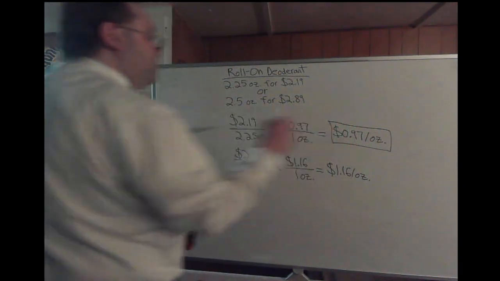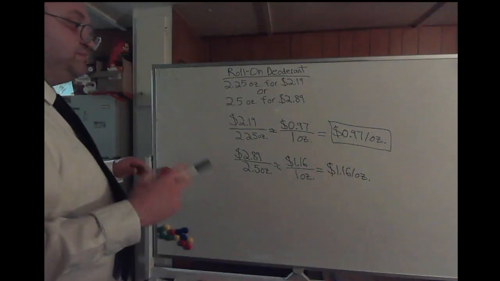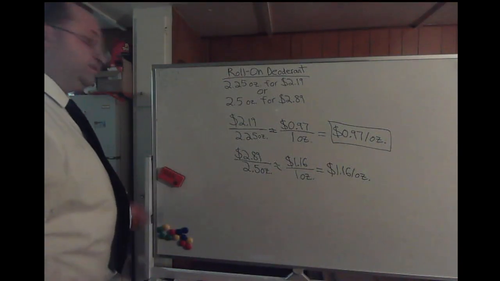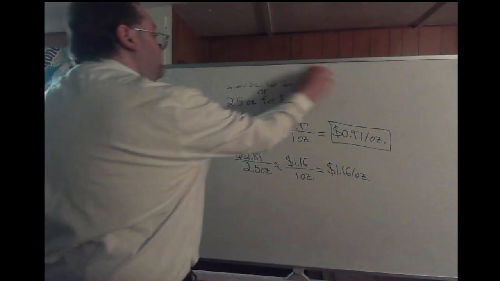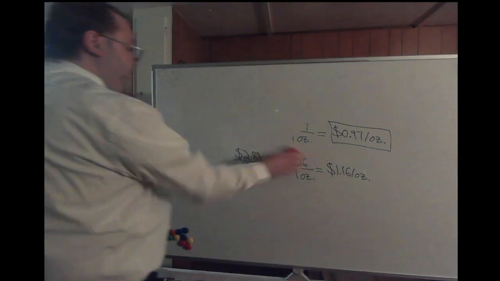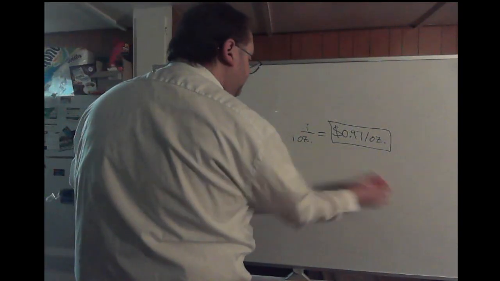That's definitely the better deal. 97 cents per ounce is a better deal than $1.16 per ounce. Easy enough there. Got 2 more problems.